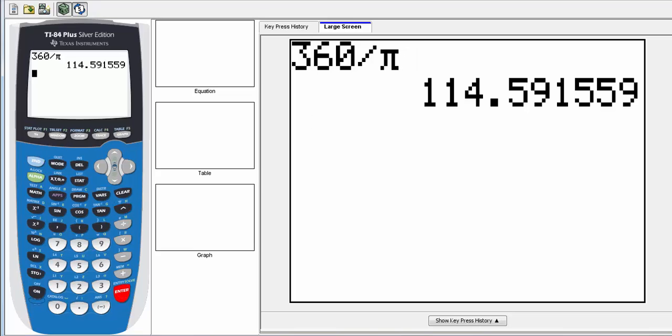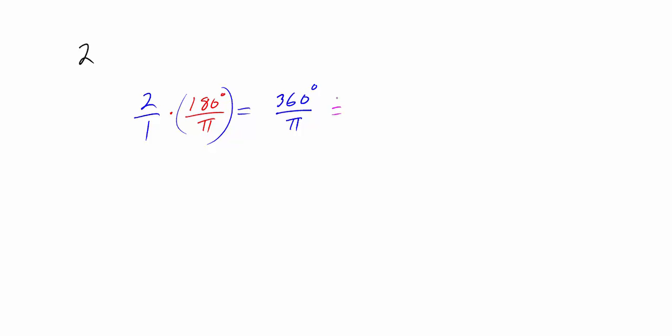So here we come up with an angle of 114 point, and typically if I'm dealing with degrees, I'm going to round degrees to the nearest tenth, so I'd make this 114.6. So we get approximately 114.6 degrees. So that's the answer that we're looking for. And again, notice this is 2 radians. It's not 2 pi.